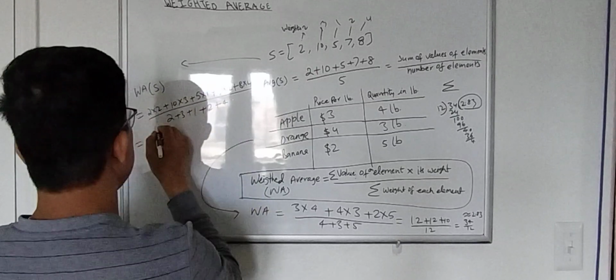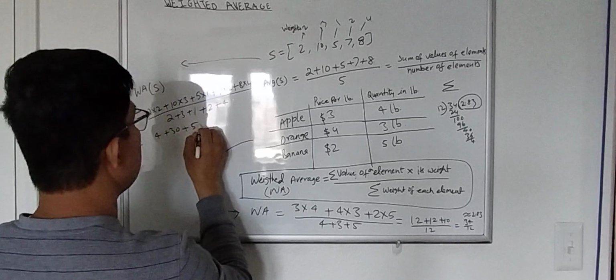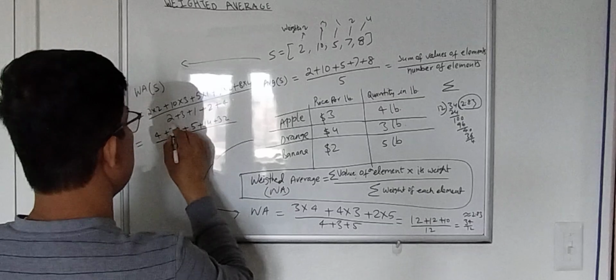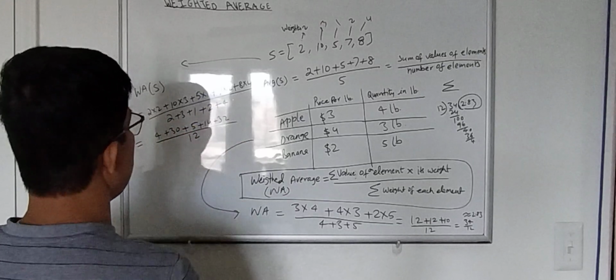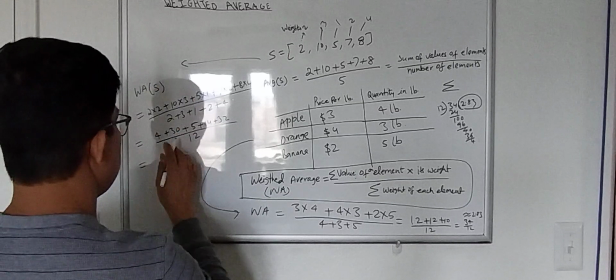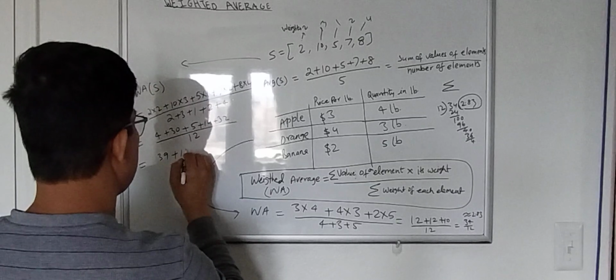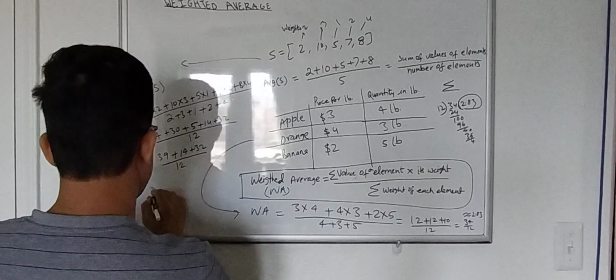Okay. So this is 4 plus 30 plus 5 plus 14 plus 32 divided by 12. Okay. This is 34, 39 plus 14 plus 32 divided by 12.